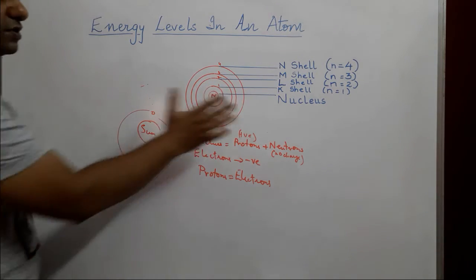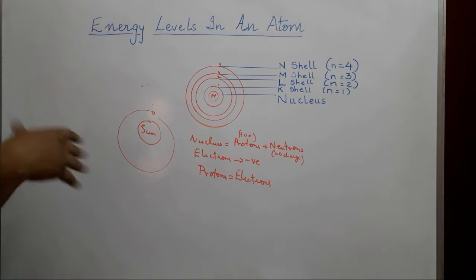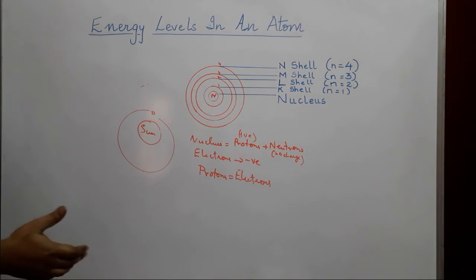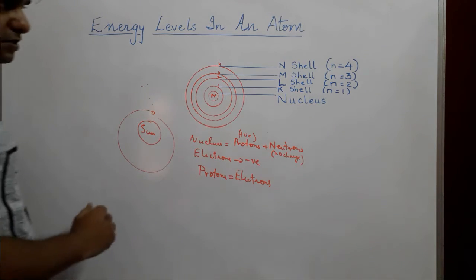Okay, so this follows the English alphabet, wherein it's just how you know A, B, C, D, E, F, G. So you have K, L, M, N. Easy to remember. Okay, starting with K closest to the nucleus.